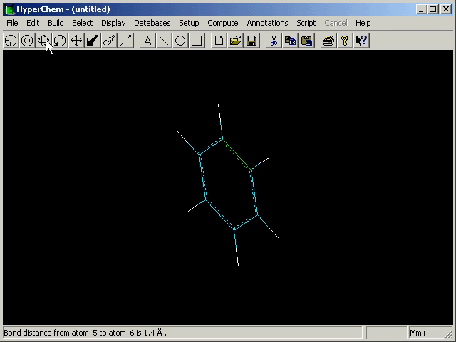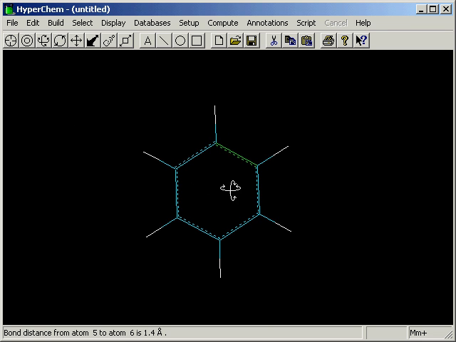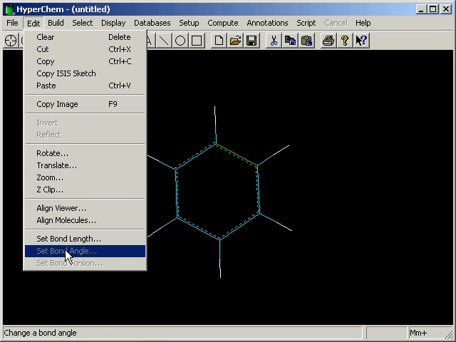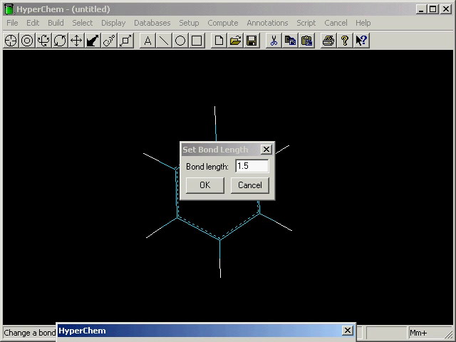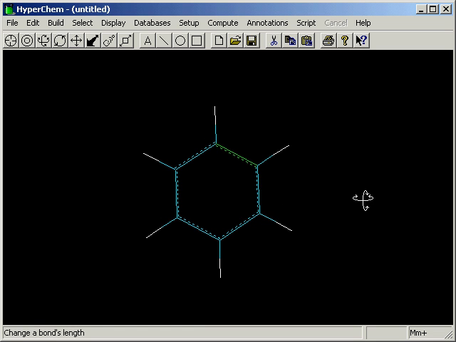If we wanted to modify those lengths to be something other than 1.4, or constrain them to be something other than 1.4, it's difficult to do. We cannot edit them to 1.5 because they're in a ring and they're not independent. Everything else in the ring depends upon that bond length as well.